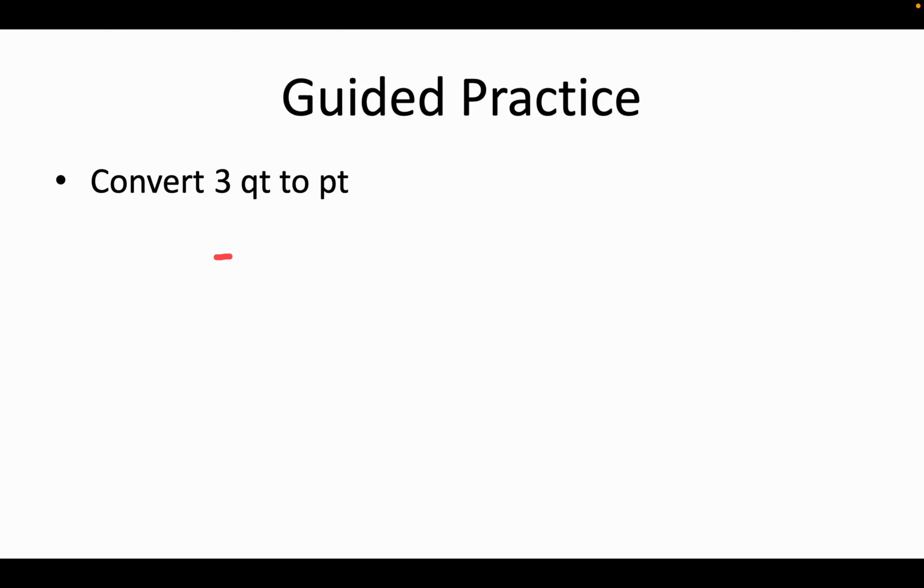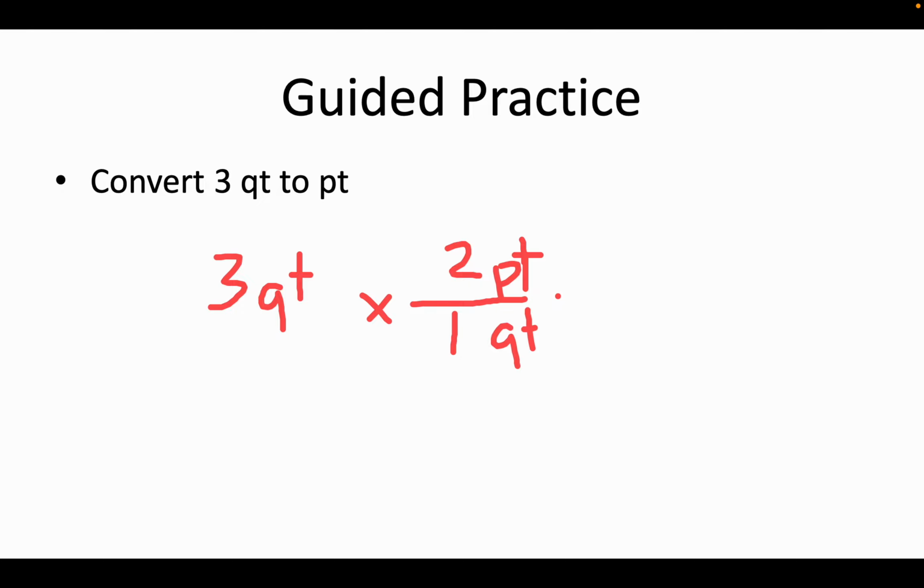Next one, convert 3 quarts to pints. 3 quarts multiplied by our unit multiplier with quarts in the denominator, pints in the numerator, and 1 quart is going to have 2 pints in it. Cancel out our quarts. We're left with 3 times 2, 6. And that is pints. 6 pints is equivalent to 3 quarts.